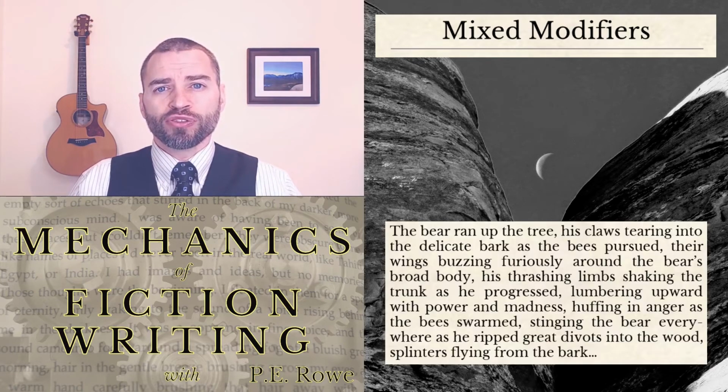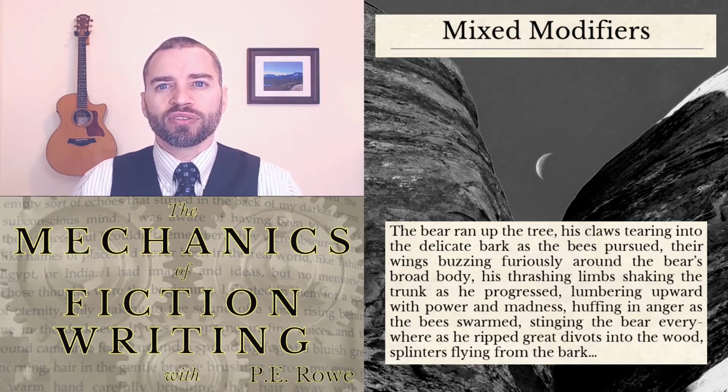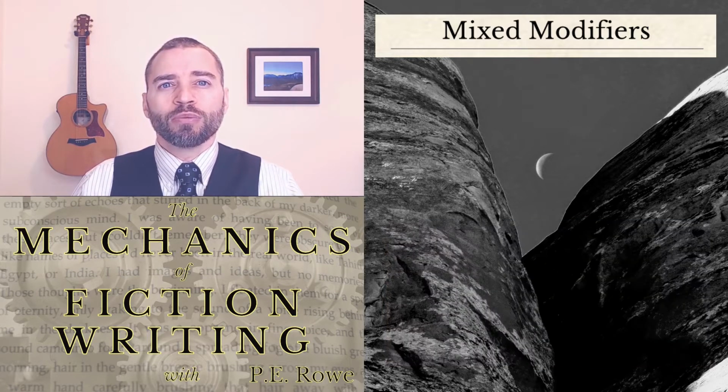The bear ran up the tree, his claws tearing into the delicate bark as the bees pursued, their wings buzzing furiously around the bear's broad body, his thrashing limbs shaking the trunk as he progressed, lumbering upward with power and madness, huffing in anger as the bees swarmed, stinging the bear everywhere as he ripped great divots into the woods, splinters flying from the bark. The modifiers in this sentence refer to both the base and to other modifiers, broadening the picture in order to create movement and add greater detail when desired.